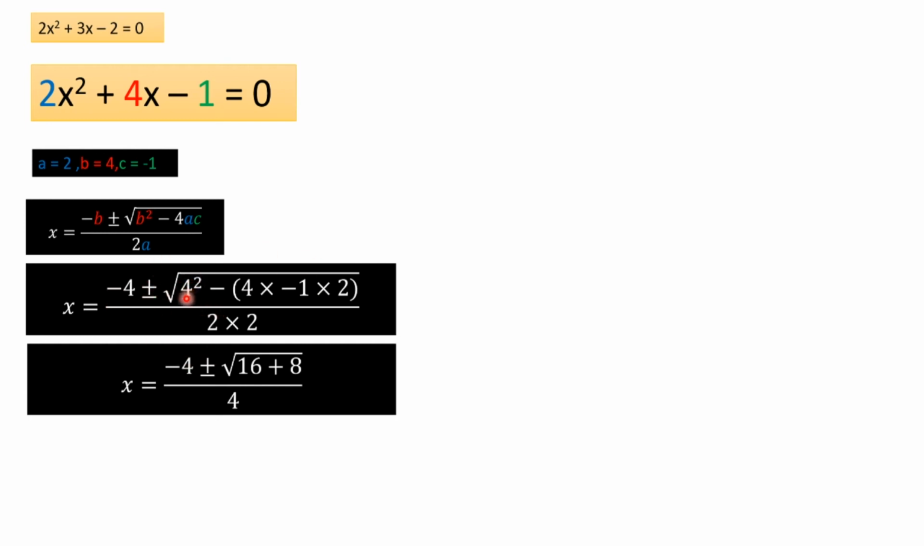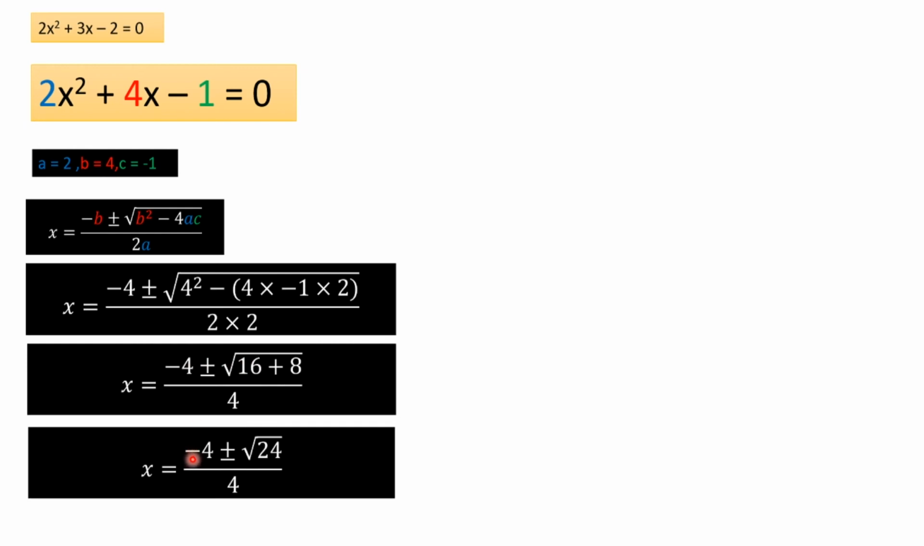What is the square of 4? It is 16. I multiply these values, and minus 1 into minus, it is plus 8, and 2 into 2, 4. So what are you supposed to do in the next line? You get the square of this one. Just multiply these 3 and write here. If there is any multiplication in the downside, you have to do 3 steps only, 3 logics you have to do in here. Next part, minus 4 plus or minus the square root of 24. 16 plus 8 is 24, and divide by 4.